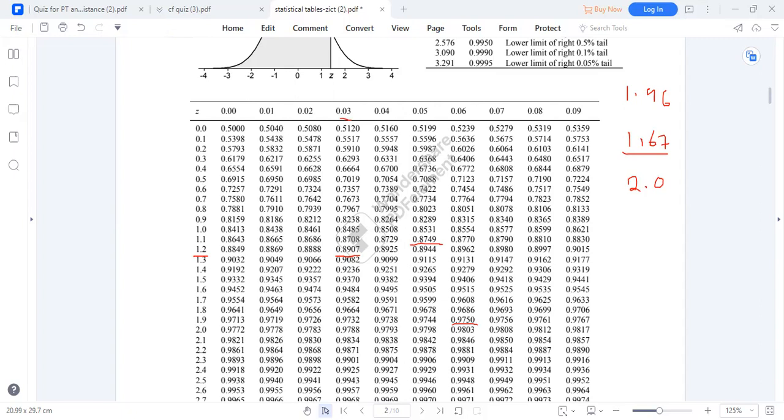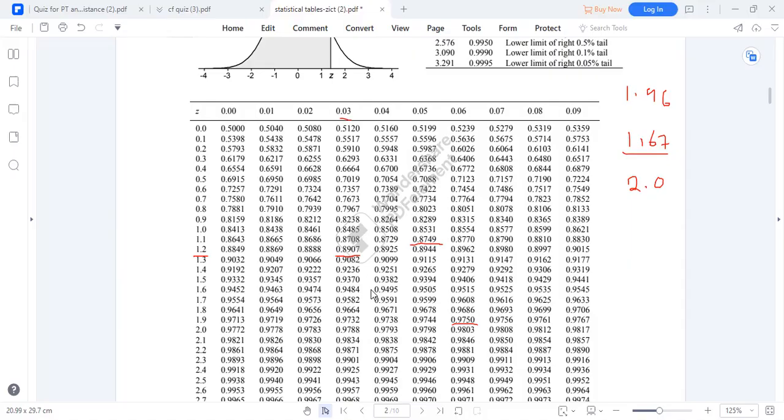Are we together? Are we agreeable? How about the last one? The last one that is in there, 2.0. 0.9772. Correct. So this is when you're reading normally from outside to inside.